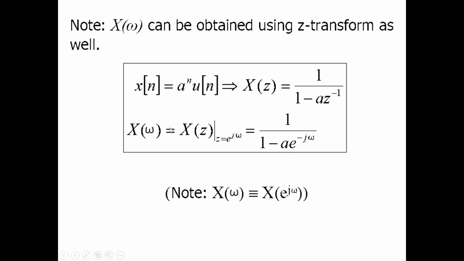So this is another method of getting the Fourier transform, or the frequency response of the signal, using the Z transform. X(omega) written here is basically X of e to the power j omega, but for simplicity we can directly write X(omega) to represent the frequency response.